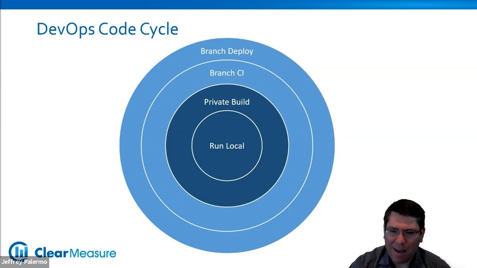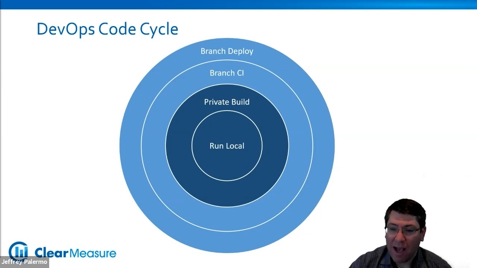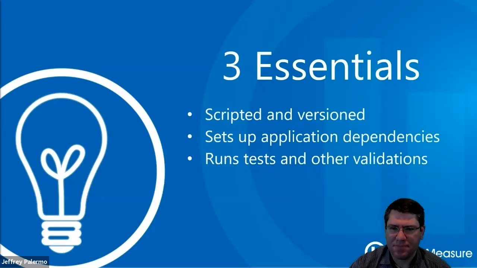So I want you to stop being frustrated by a slow development cycle and stop spending the next sprint fixing bugs created by the previous sprint. Over this week and next, I'm going to show you how. But this week is all about the 2 inner code loops in our DevOps cycle, run local and private build, because we're focusing on private build. So now I'm going to cover the 3 essentials for a private build.